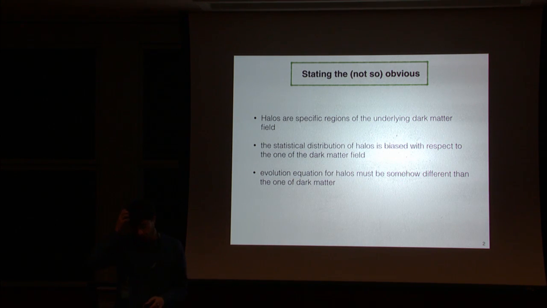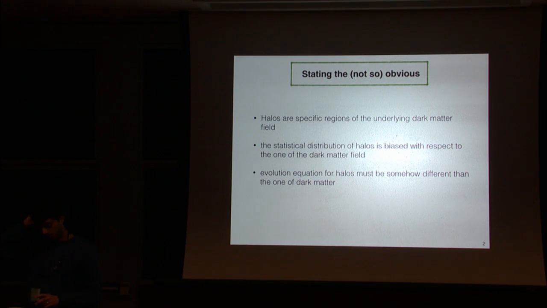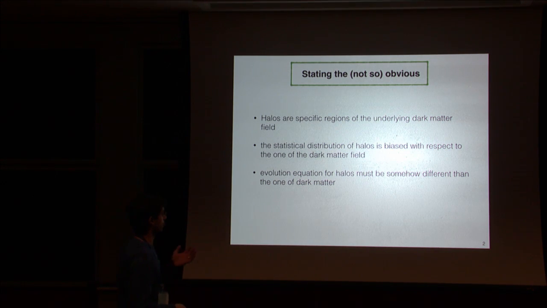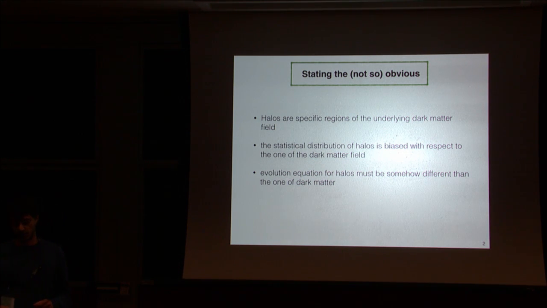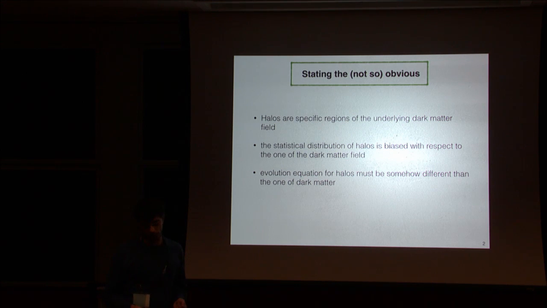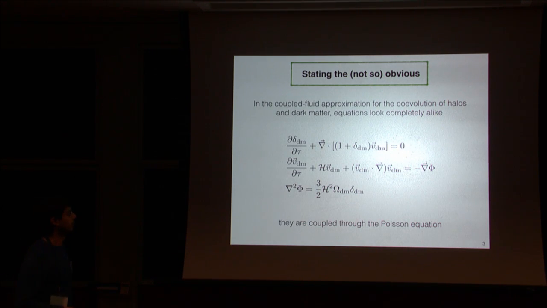And for this reason, if I want somehow to follow the evolution of halos over time, I should expect that the equation of this evolution should be somehow different than the one of dark matter, just because I'm studying the statistics of specific regions of this underlying dark matter field.